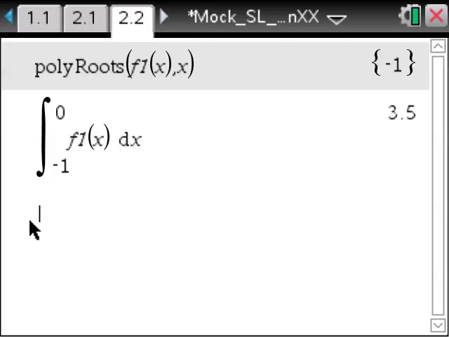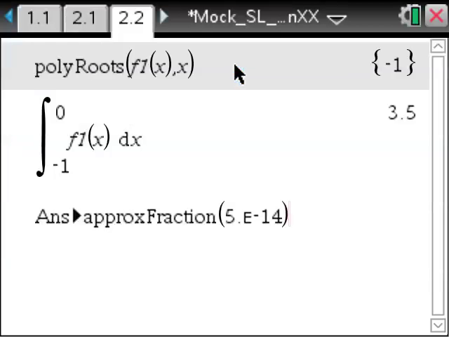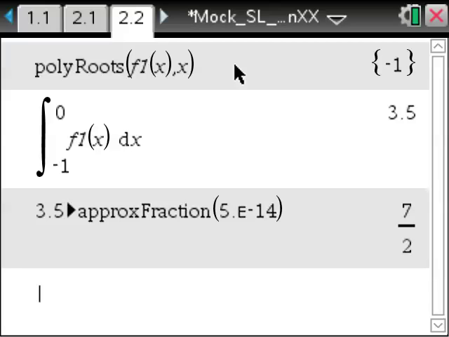I'm guessing 3.5 is a little bit like 3.5, but what I can do is menu, number, approximate to a fraction, and I get 7/2. So no awkward numbers there really to deal with. That should check anything you've done by hand.